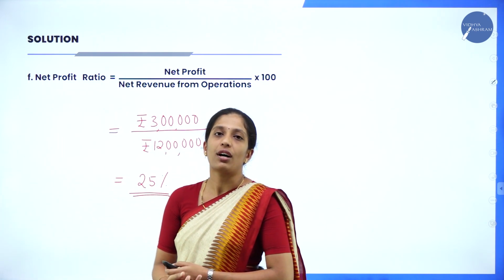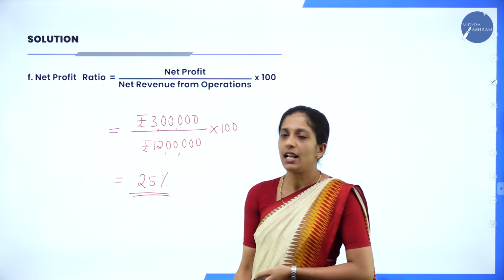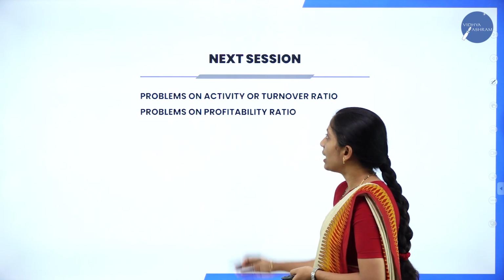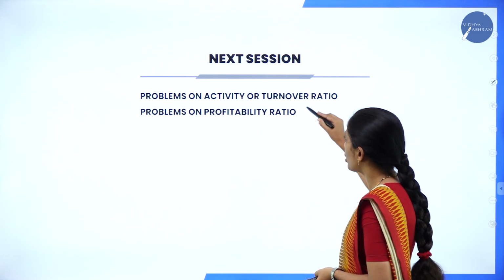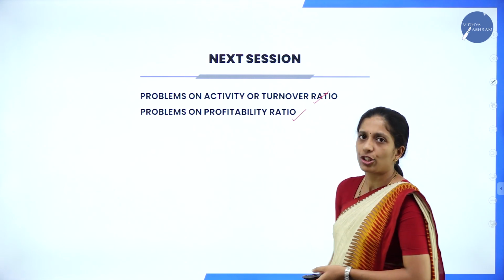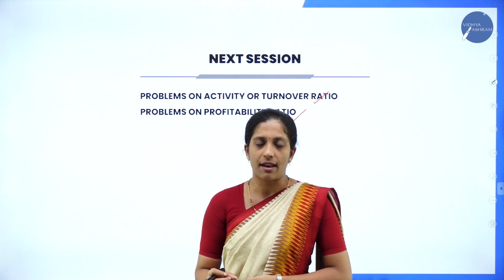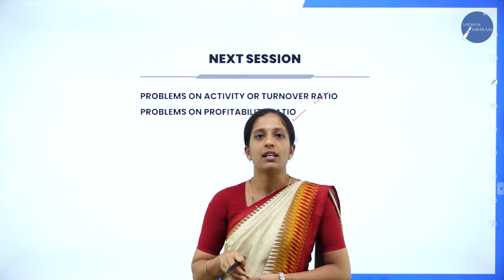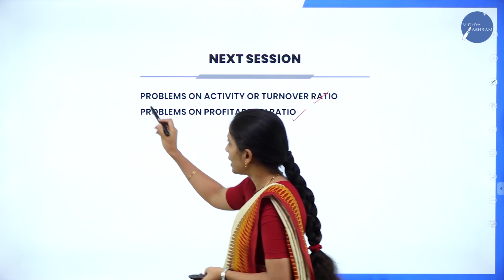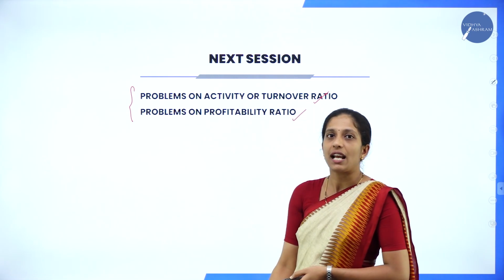So this is how you can easily score 12 marks where only 6 ratios will be given and you have to know the formula and apply the formula. In my next session, I am going to discuss a few more problems on activity or turnover ratio as well as problems on profitability ratio. We shall discuss the question paper problems themselves, the types of questions they have asked, and other types of problems from activity as well as profitability ratio.